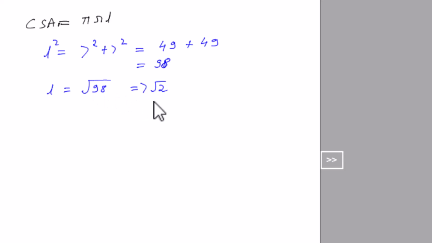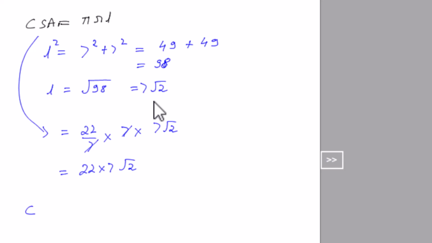All right, now that we have L, the curved surface area would be equal to pi r L. So this would then get converted to 22 by 7 into r, the radius is 7, and L is 7 root 2. So 7 and 7 cancel. So we have 22 into 7 into square root of 2. Now this is the curved surface area of the cone. Now if you have to find the CSA of the hemisphere.